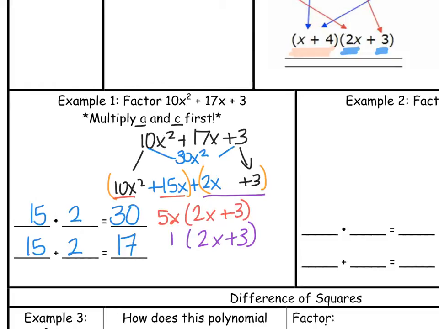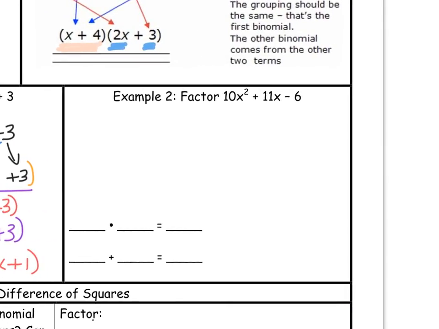So our first polynomial, or binomial, or factor pair is 2x plus 3, and then my second one is 5x plus 1, and so that's times 5x plus 1. So the factored form of 10x squared plus 17x plus 3 is 2x plus 3 times 5x plus 1. Go ahead and try example number 2.